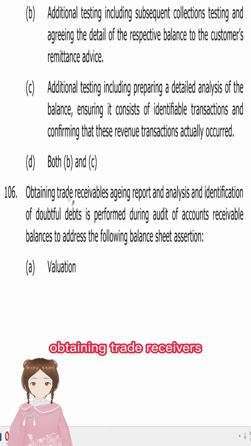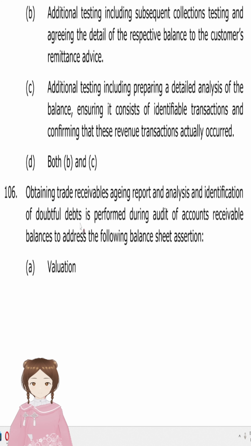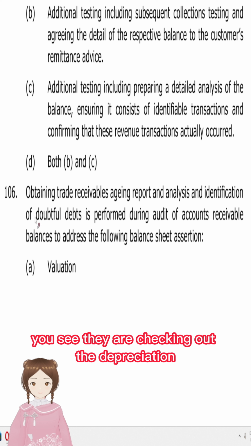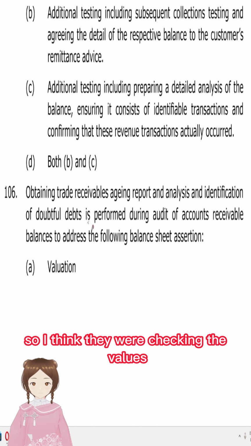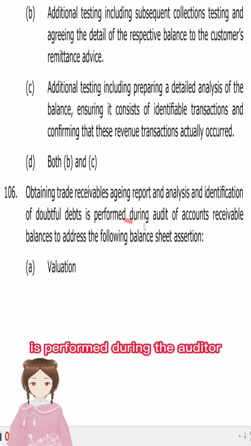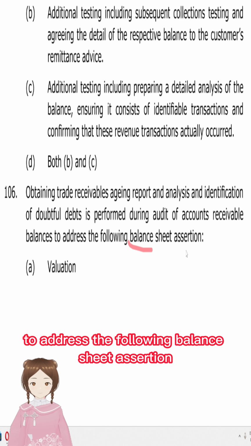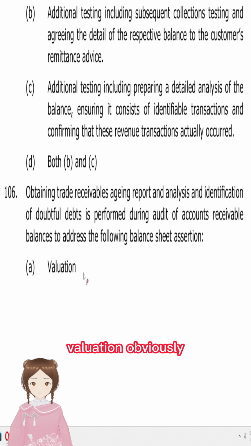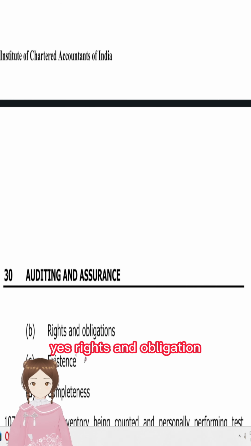Obtaining trade receivables aging report and analysis and identification of doubtful debts. You see, they are checking out the depreciation of trade receivables there, right? So I think they were checking the values of the trade receivables, performed during the audit of accounts receivable balances to address the following balance sheet assertion. Valuation. Obviously, they are checking the values of the trade receivables. Yes. Rights and obligation.